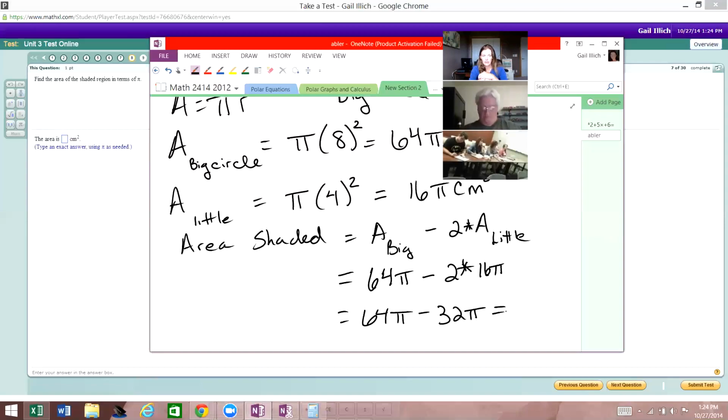Well, 64 apples minus 32 apples, how many apples do you have? 32. Yeah, it's just 64 minus 32, which is 32. So 32, and then pi. 32 pi, 32 apples, whatever. You're subtracting 2 of the same thing. 64 of something minus 32 of something. So that makes 32.